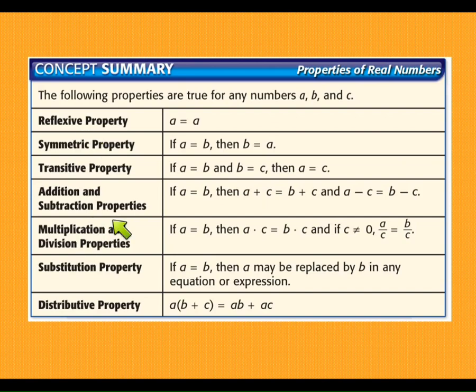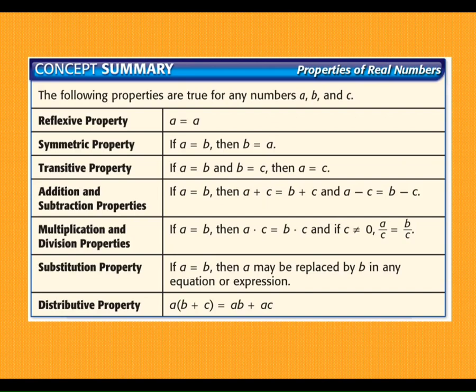These other ones you have used a bunch before. The addition and subtraction property of equality: what you add to one side you have to add to the other, or what you subtract from one side you have to subtract from the other. And then the multiplication and division properties: what you multiply to one side of the equal sign you have to do to the other. Same with division.